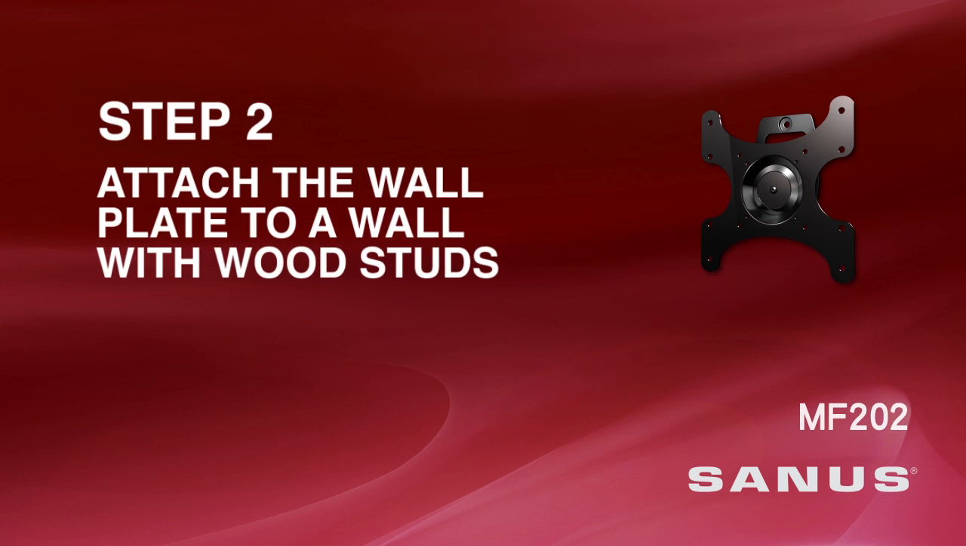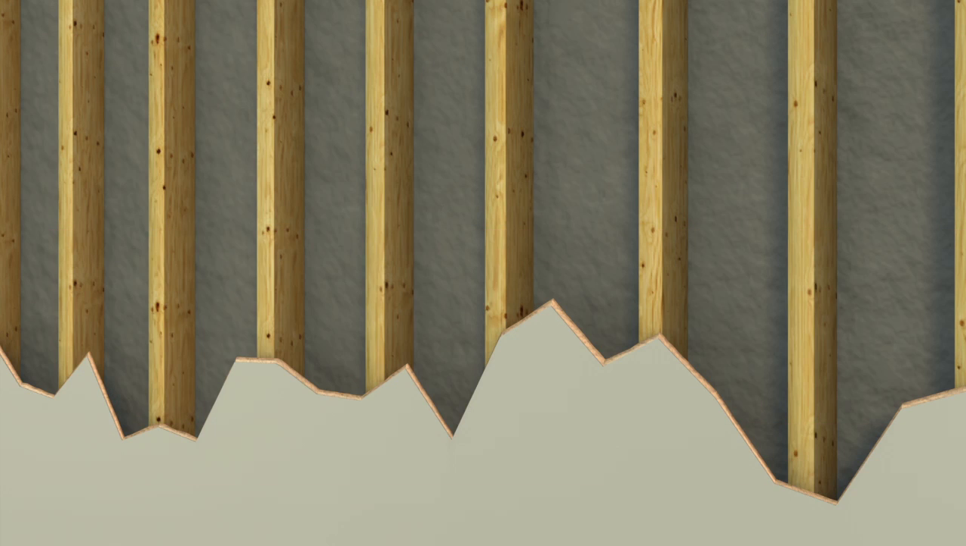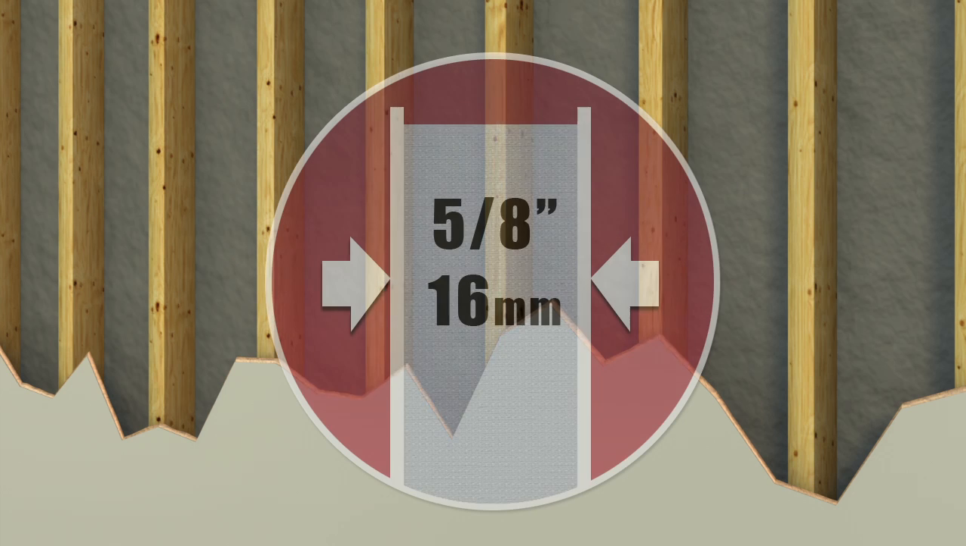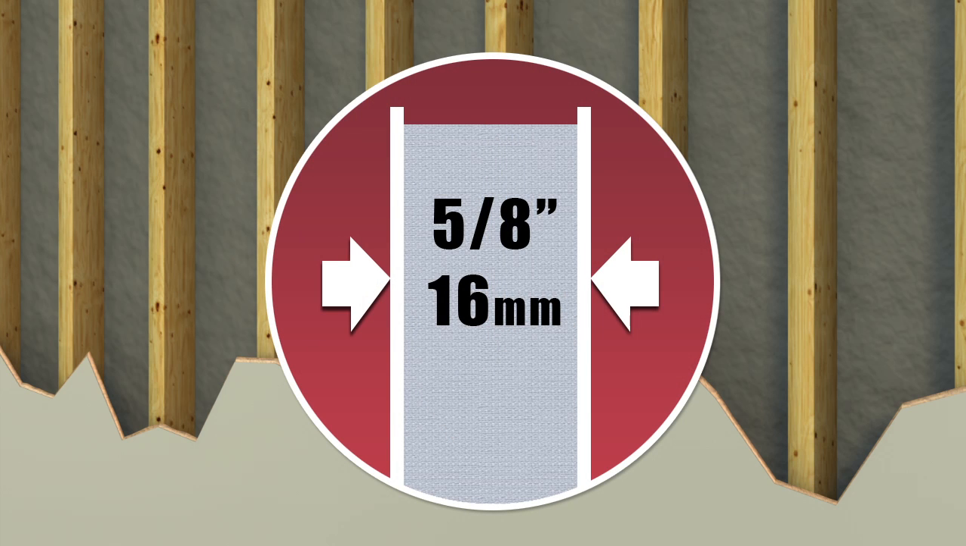Step 2. Attach the wall plate to a wall with wood studs. Please note, for safe installation, the wood stud size must be 2x4 inches or larger, and any drywall or other wall covering material may not exceed 5/8 of an inch in thickness. Use an electronic stud finder to locate and mark a stud. At this time, it's a good idea to verify the stud location with an awl or thin nail.